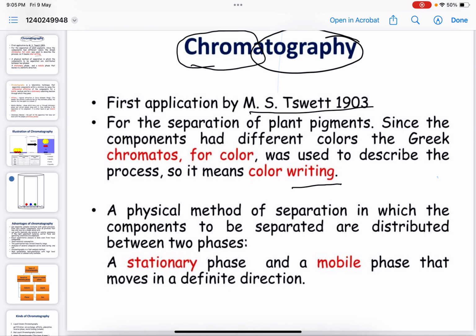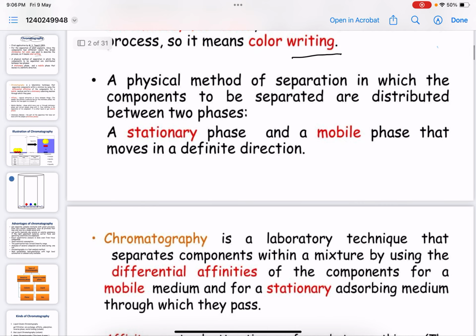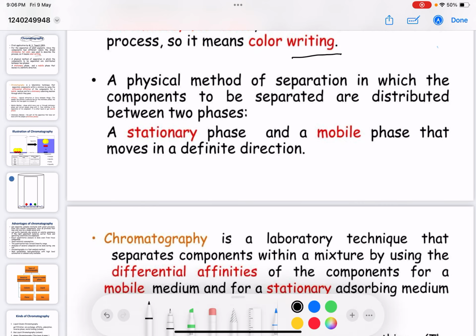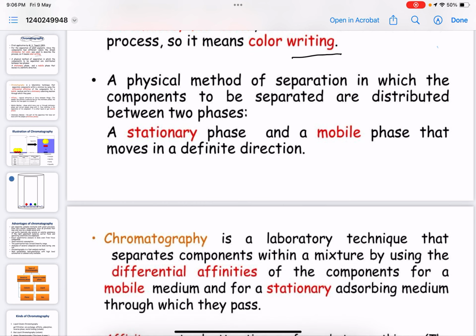It is a physical method of separation in which the components to be separated are distributed between two phases. So here we can differentiate our solute on the basis of a stationary phase and a mobile phase that moves in a definite direction, right?